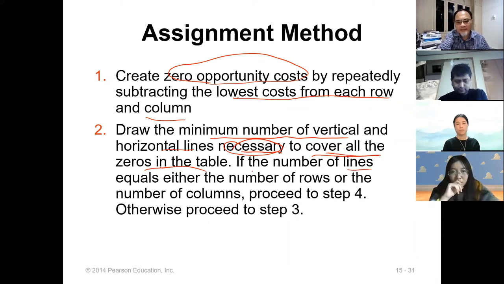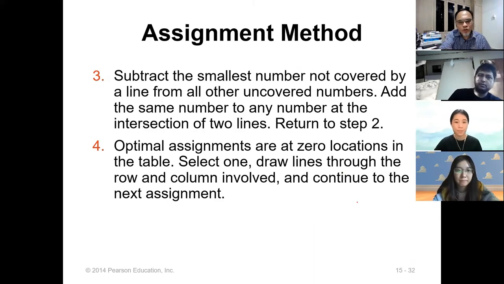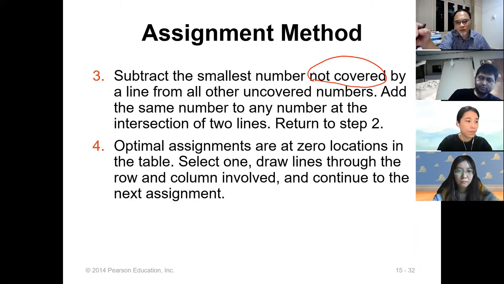If the number of lines equals either the rows or the columns, proceed to step 4, otherwise proceed to step 3. Step 3 is you keep on repeating on the remaining uncovered numbers, not covered by a line, until you get zeros. Basically, you're trying to get the optimum. Optimum assignments are at zero locations in the table. Have you done this before, assignment methods?